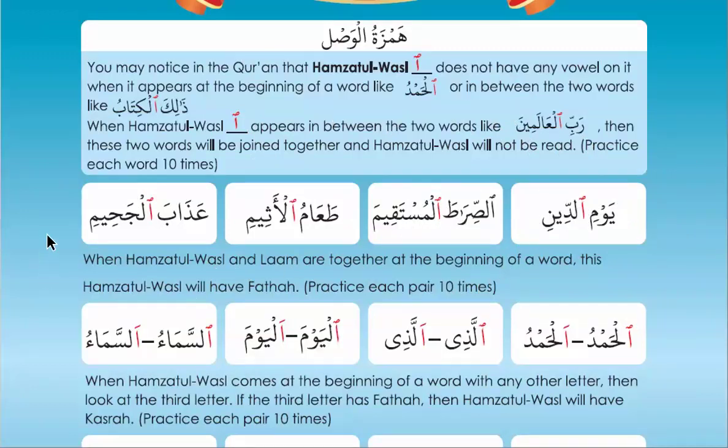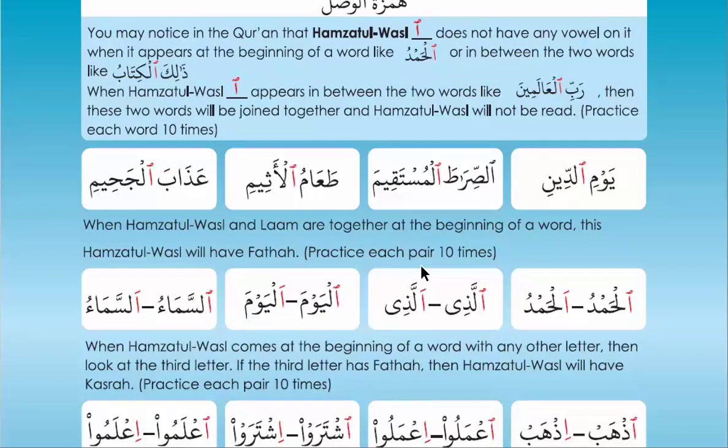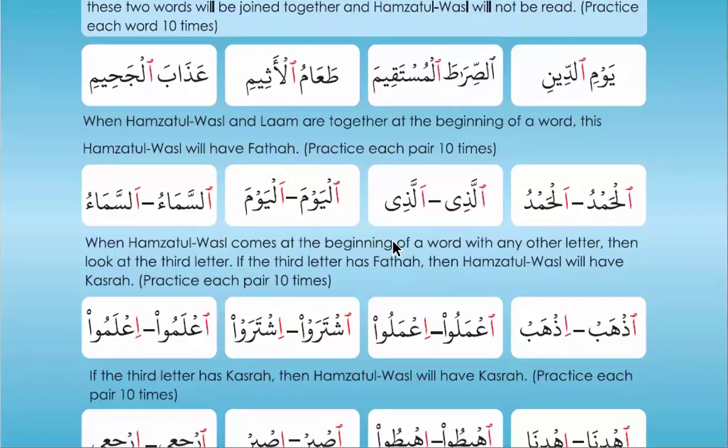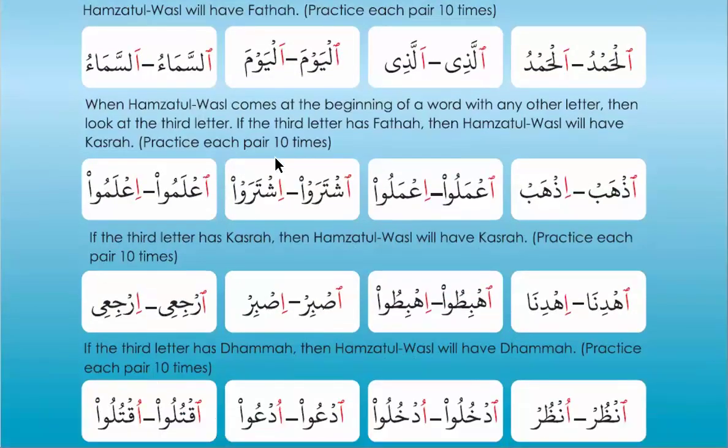Make sure that you make this clear: Hamzatul Wasl is the alif or the Hamza that, when you're connecting, is not pronounced. But if you are beginning from it, it is read. Go through the examples, mashallah, wonderful examples. And then you can also talk about over here.